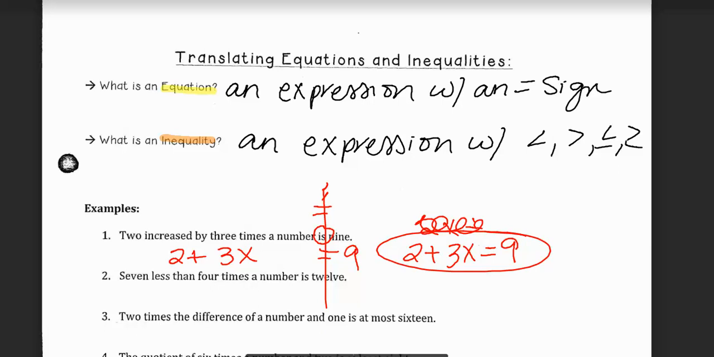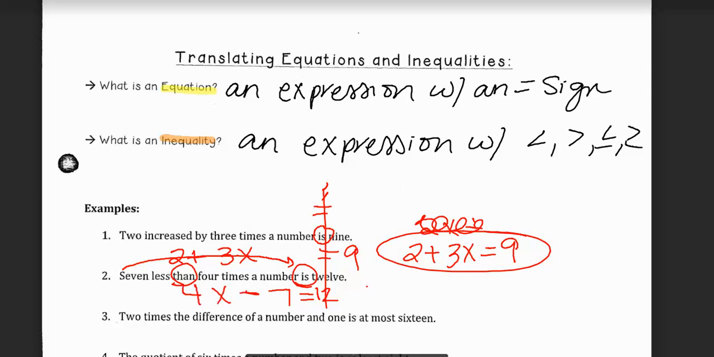Now if we look at this one, 7 less than 4 times a number is 12. I see the word is. I know that means equals. That's a wall. So I know my right side just has 12. I see the word than. I know that's a turnaround word. That 7 hits the wall and then falls down in front of it. And then 4 times a number, and less means minus.